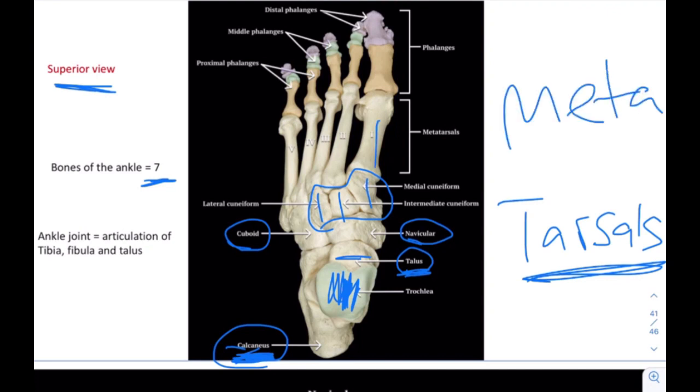So we have the first metatarsal, second, third, fourth, and fifth metatarsal. And then we have the phalanges, or the fingers of the feet. Again, for the big toe, there's only proximal and distal. And then for the others, we have proximal, middle, and distal. Like I mentioned earlier, the ankle joint is the articulation of the tibia, fibula, and the talus.